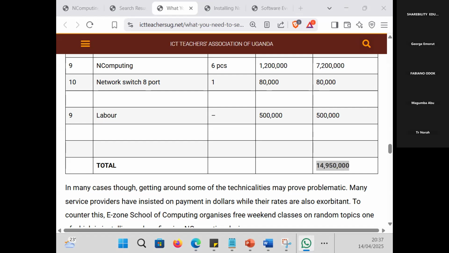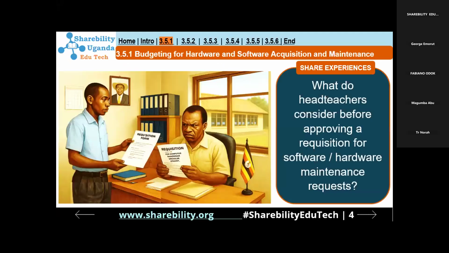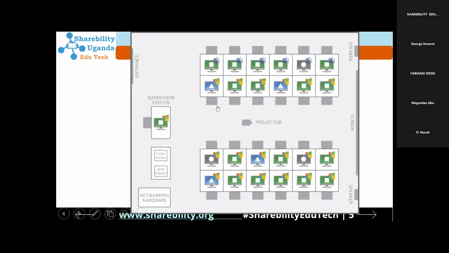So there is some kind of image here. Let me see if I can project it. There is an image I want us to look at here. This is a very good setup of a lab, I think. Let me just look at this setup. I hope you can see this kind of setup. This is a good setup for a school which is starting.